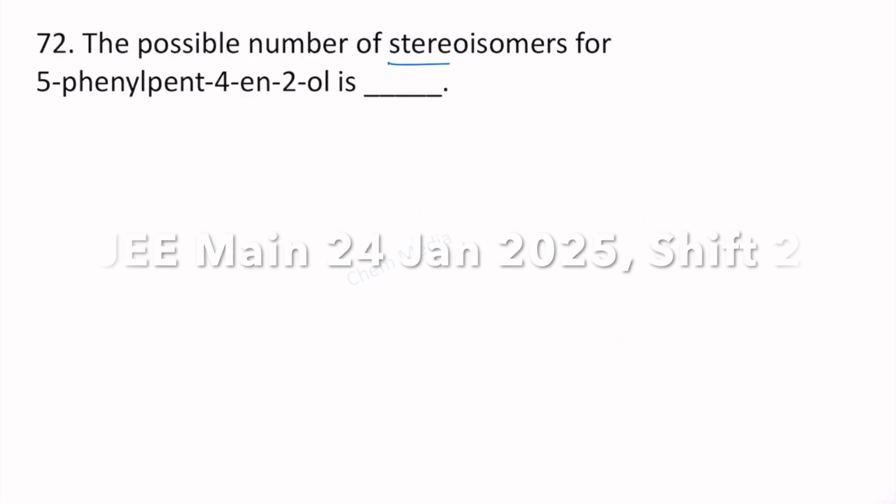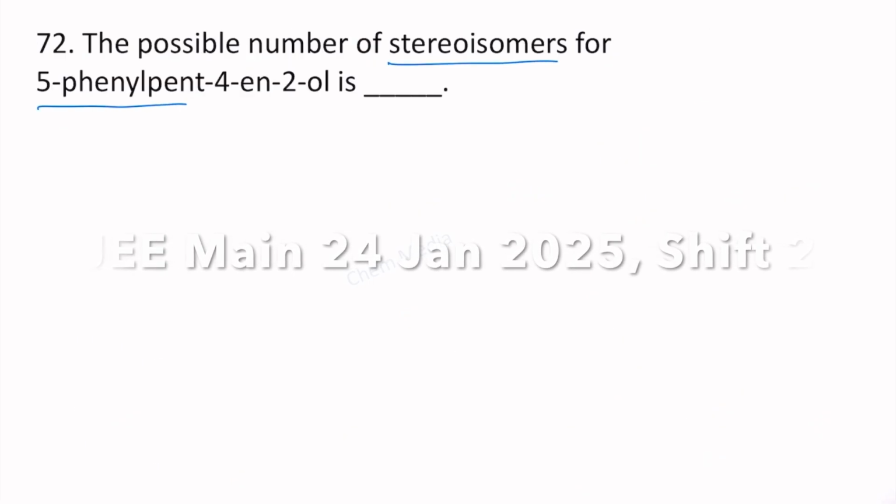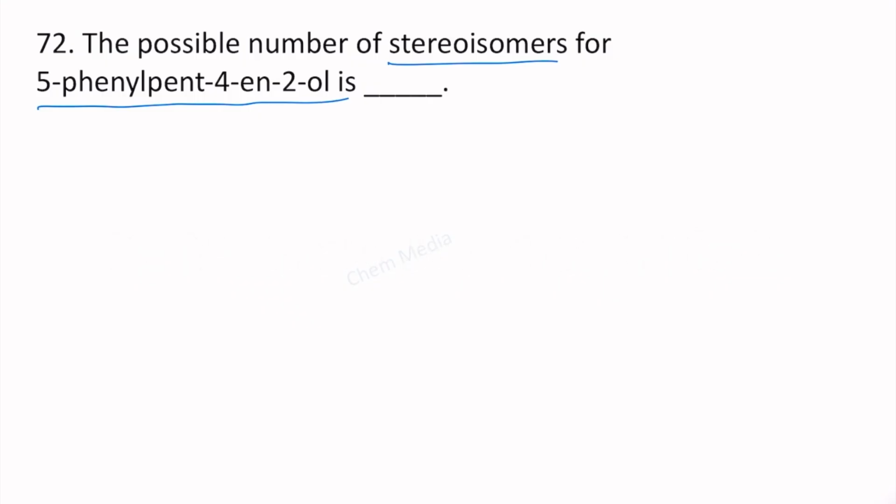The possible number of stereoisomers for 5-phenyl pent-4-en-2-ol is how many? Let us first draw the structure of this molecule. Here the root word is pent, that means the parent chain contains 5 carbon atoms. Therefore, 1, 2, 3, 4, 5. At 2 position we have an alcohol functional group, and then at 4 position we have a carbon-carbon double bond, and then at 5 position we have a phenyl substituent. Let us number it 1, 2, 3, 4, 5.